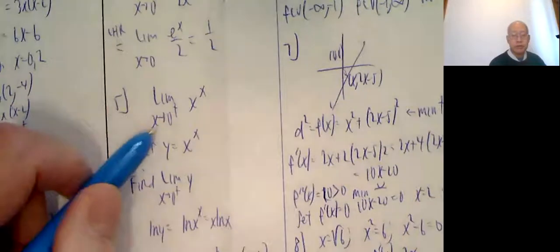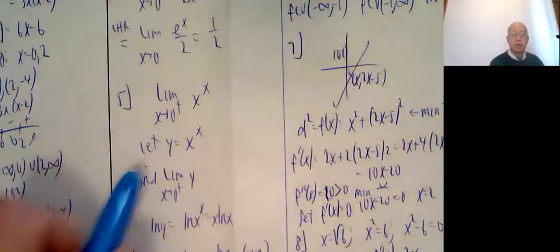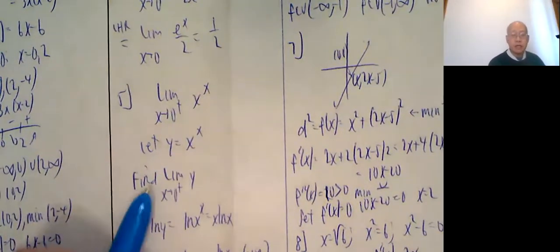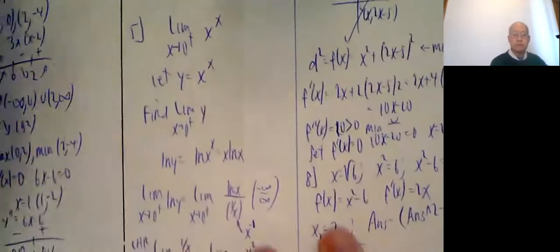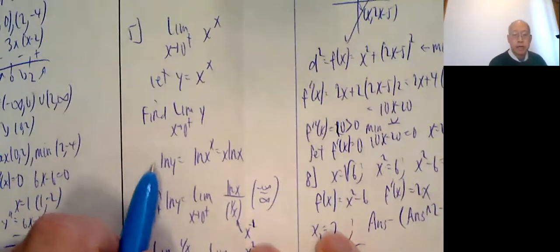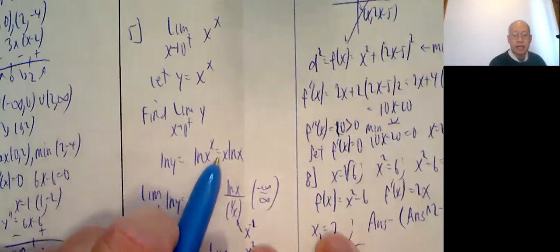Number 5, limit as x approaches 0 from the right of x to the x. Let y be x to the x. So ultimately, we're trying to find the limit as x approaches 0 from the right of y. Take the natural log of both sides. Ln y equals ln of x to the x, which is x ln x.